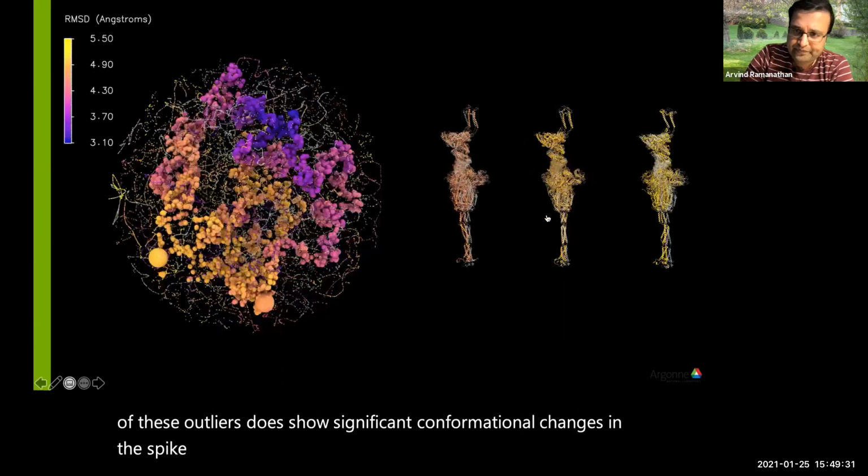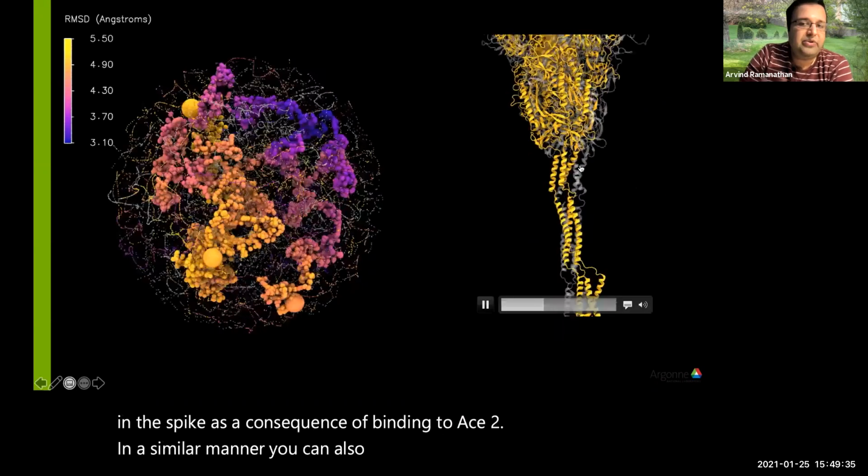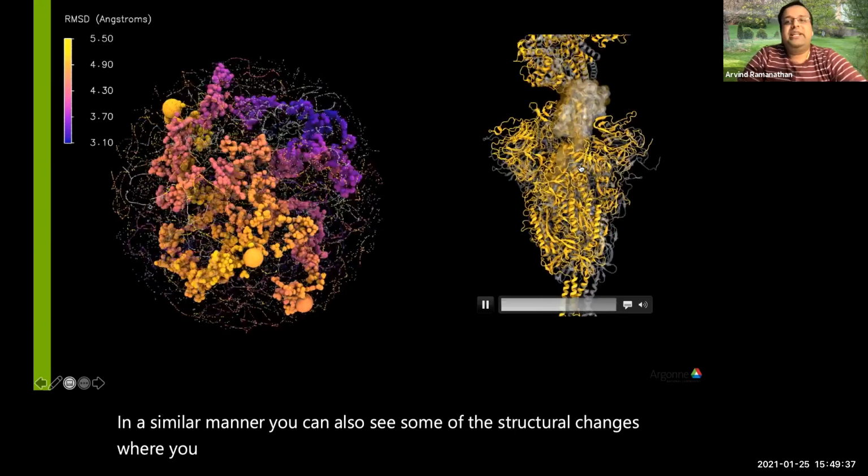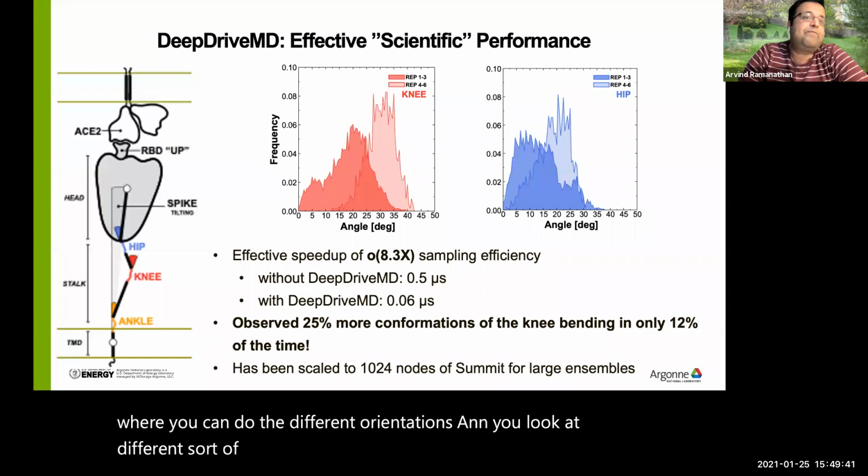of binding to ACE2. In a similar manner, you can also see some of the structural changes where you can do the different orientations and you look at different sorts of changes. What does it ultimately bias?